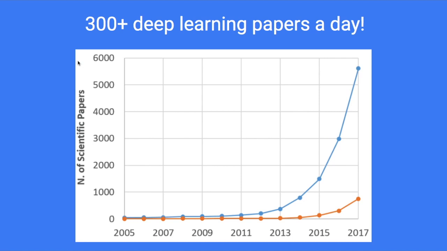Look at the number of deep learning papers being published every year. It's increasing exponentially. In fact, there are over 300 deep learning papers being published every day in 2020. So do you really have that much time to read all of them?